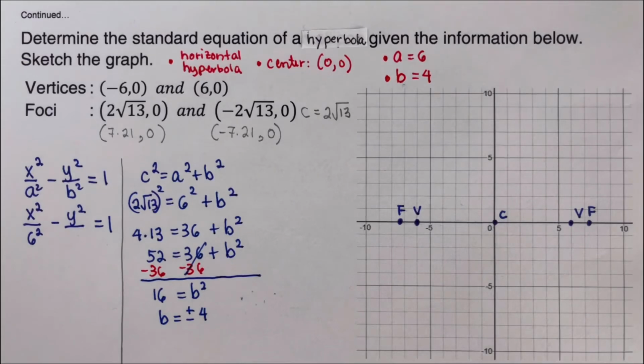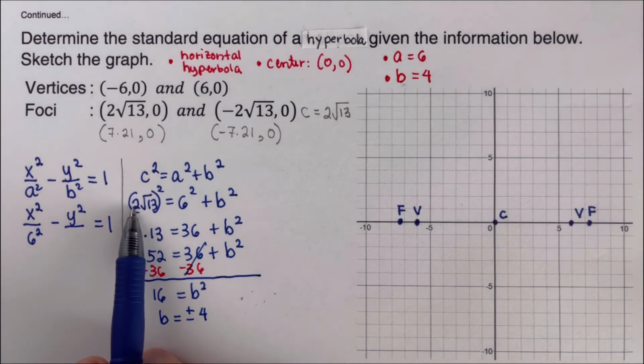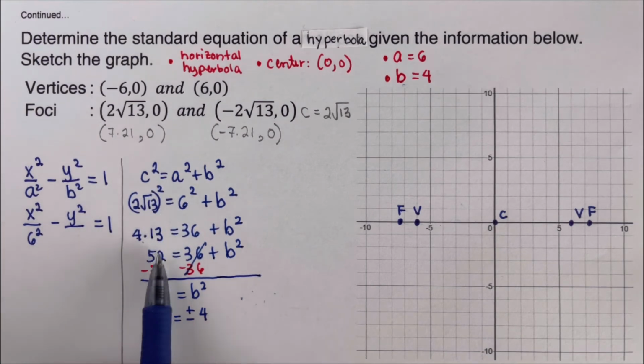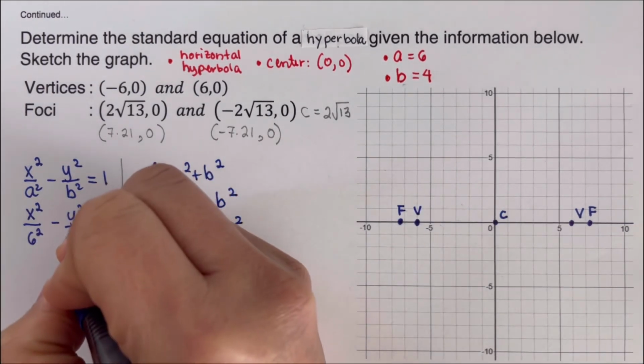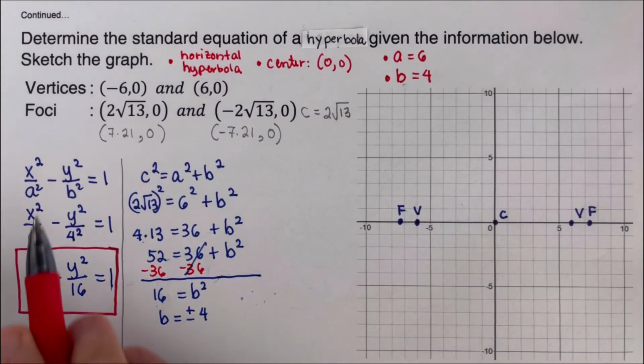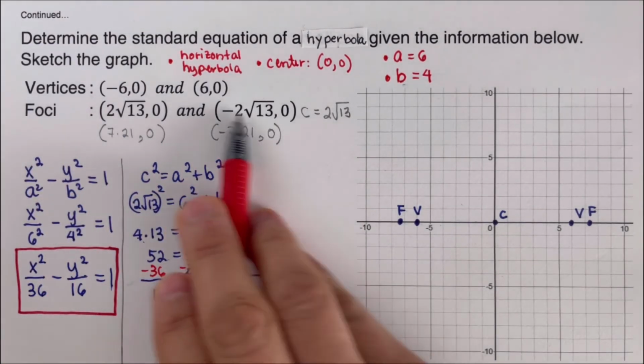So looking at this, we have solved our b as 4, or b squared is 16. Now, please remember that this becomes 4 times 13, because 2 squared is 4 and the square root of 13 squared is 13, and that came out to 52. So again, our b is 4, so we plug that in here. So this would come out. So this is the equation of this problem that we have up here.